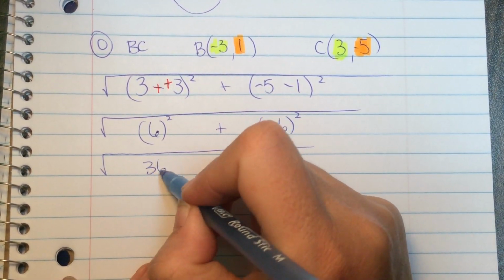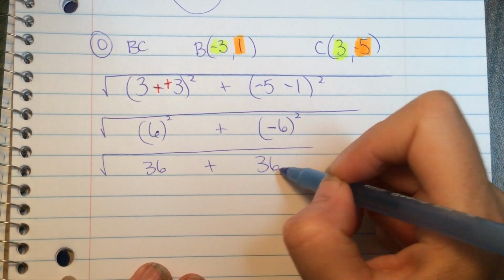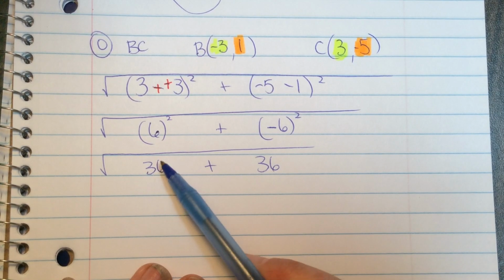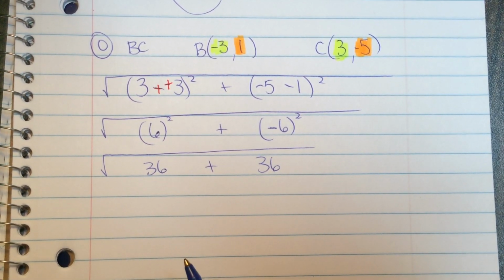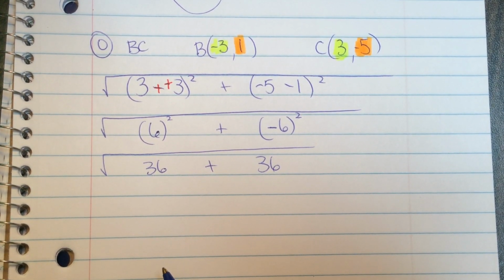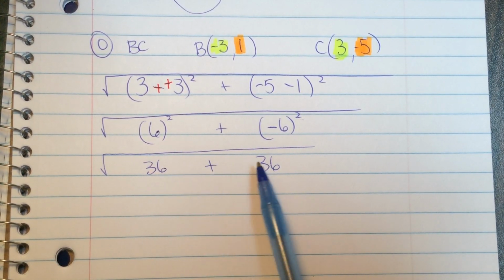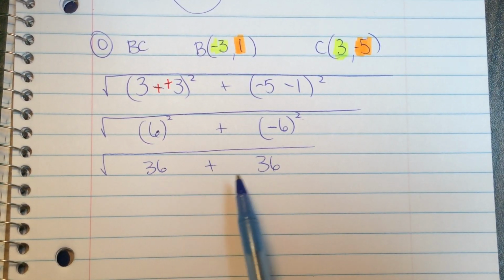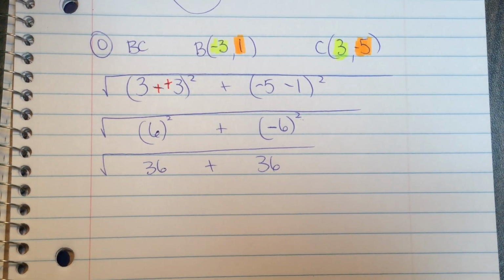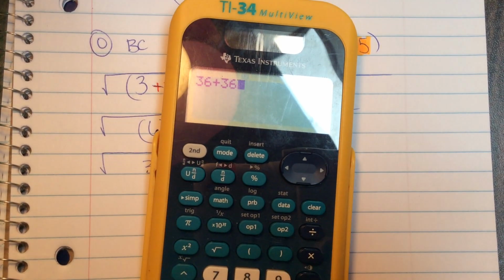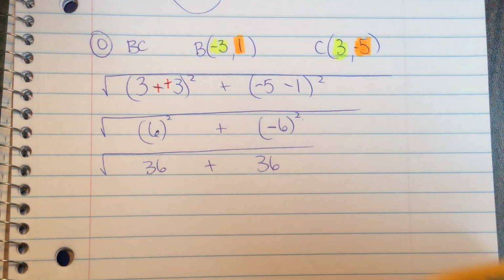It's a +36. Both of them are positives. You're not going to get any negatives past this point. Like your answers, when you square them, they're going to change into positives. And the reason for that is because distance can never be negative. So make sure if you're getting negative answers after you've squared these, then you're entering something wrong in your calculator. Now we have 36 plus 36, which is 72.